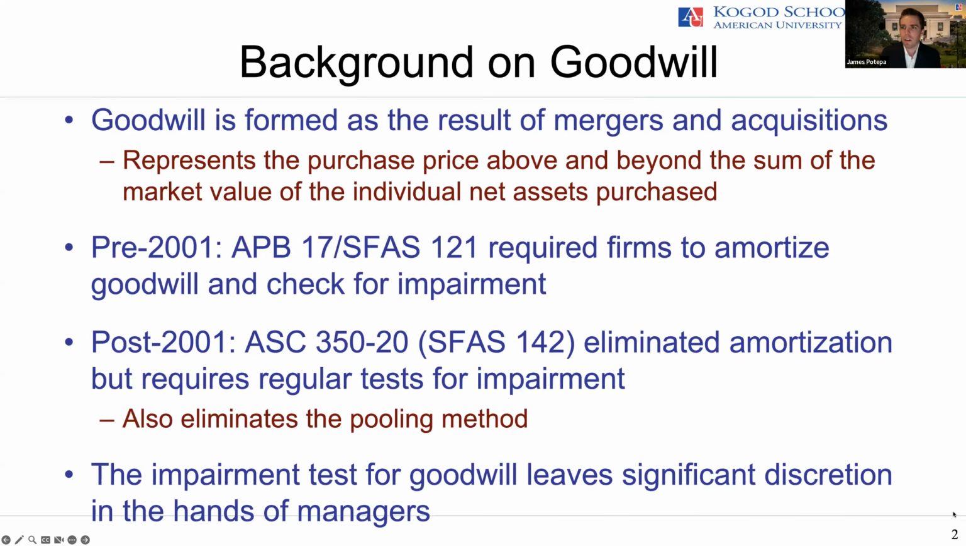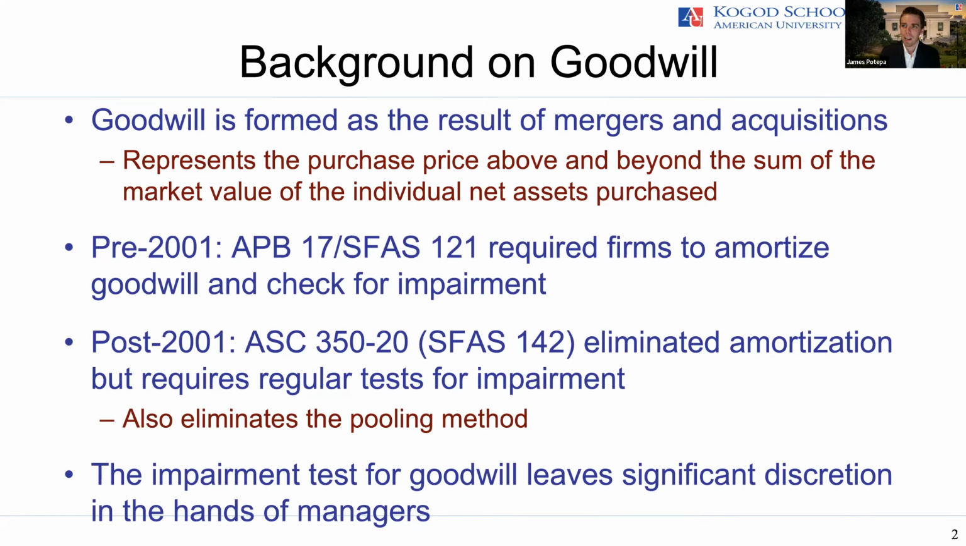So a little bit of background on goodwill, just so that we're all on the same page. Goodwill is formed as the result of mergers and acquisitions. It's going to represent the purchase price above and beyond the sum of the market value of the individual net assets purchased. So the idea is there may be some synergies, or there may be some assets that are just not valued by the accounting system that do show up in the purchase price, but we're not directly picking up as other types of assets. It could also be that there's some sort of overpayment driving this goodwill, but we'll leave that to a later part of the paper.